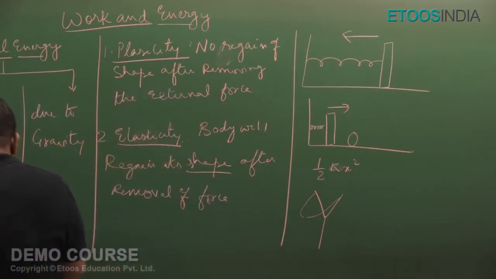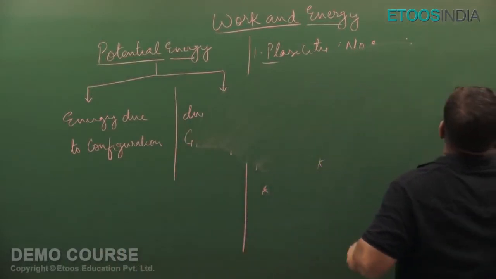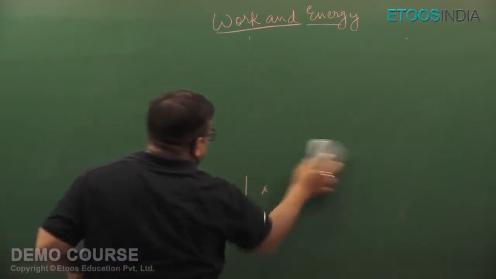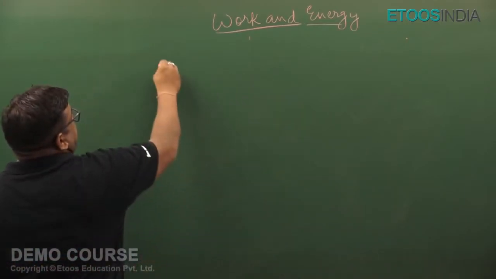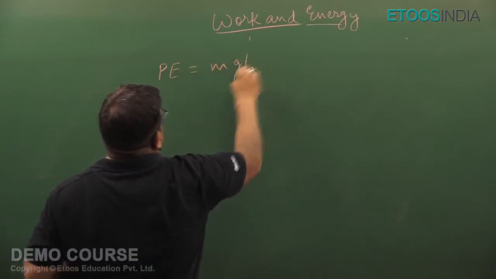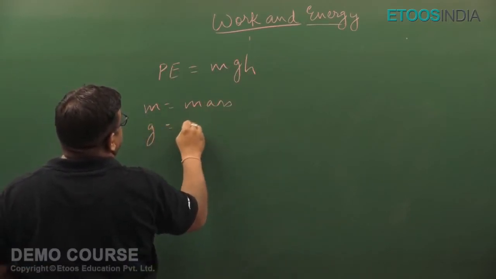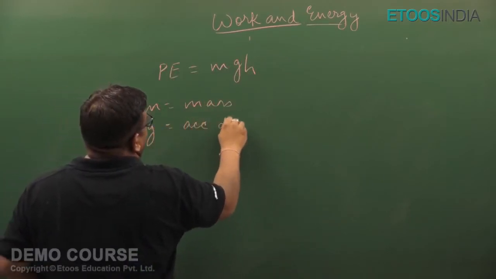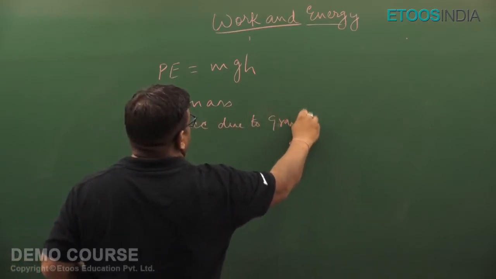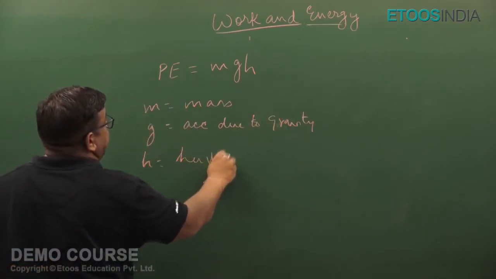Now, another topic we are going to discuss is energy due to gravity. Now, the potential energy will be mgh, where m is the mass of the body, g is acceleration due to gravity, and h is the height gained.